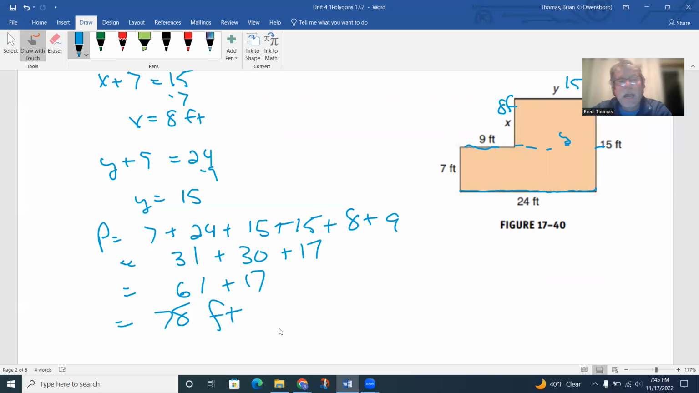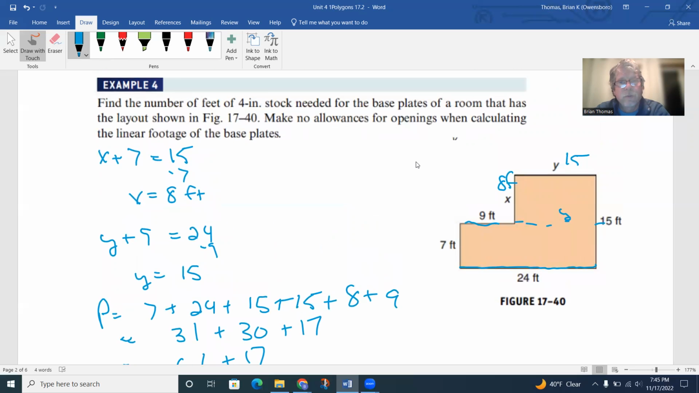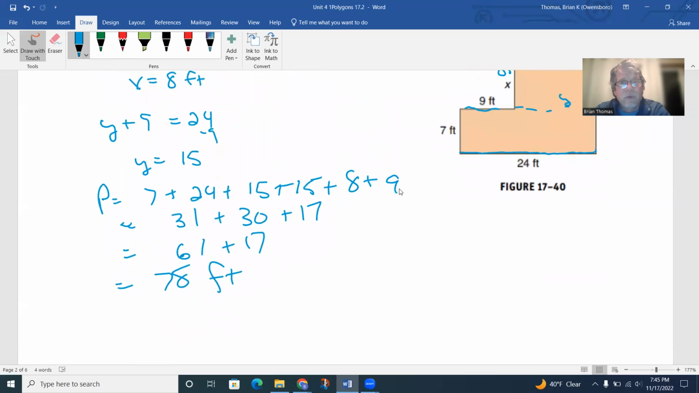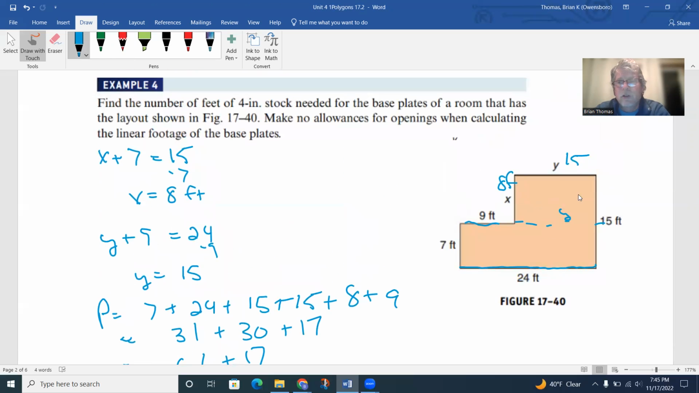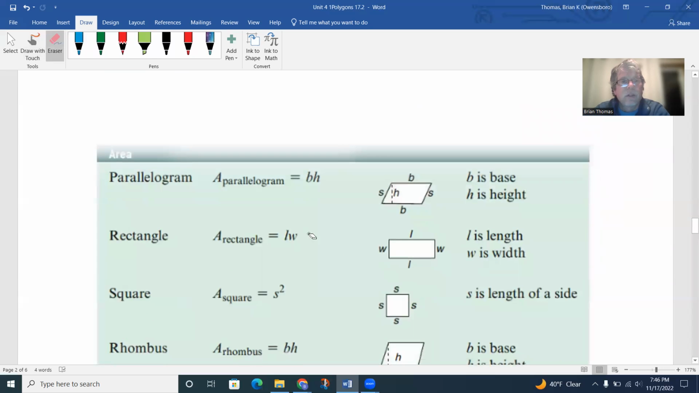So again, we wouldn't really need actually 78 feet, but we would need close to that to actually do the job. But again, they said make no allowances for openings. So we were going to go straight through without openings. So that's how we would do a problem like that. So again, vertical dimensions will go with vertical dimensions. So the 15 and the 7 and the X kind of go together. And the horizontal dimensions go together. The 24, the 9, and the Y go together as well. So you can kind of pick up on that pattern.